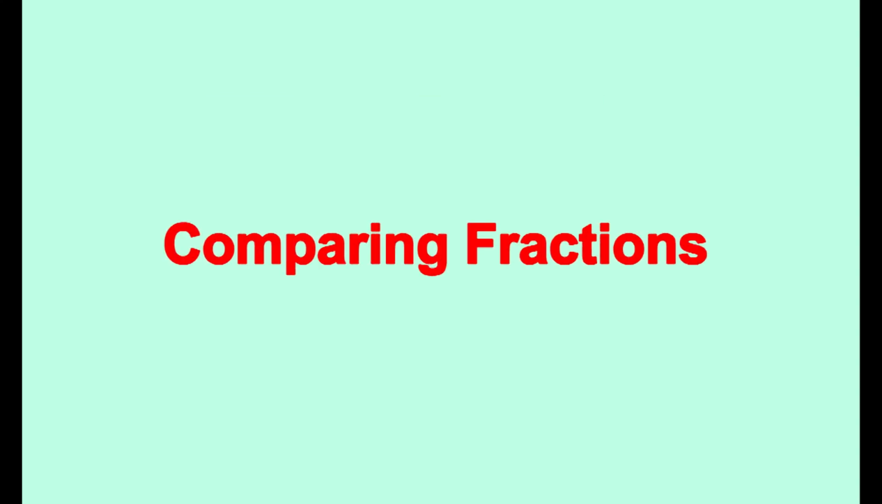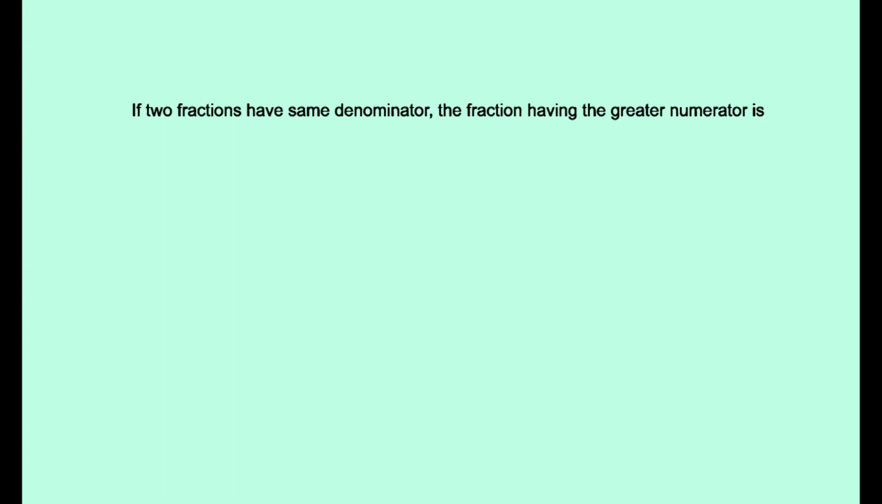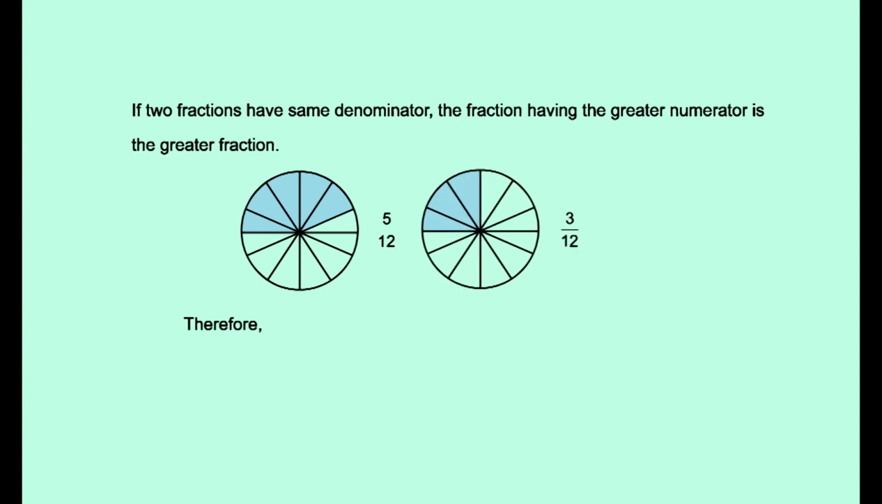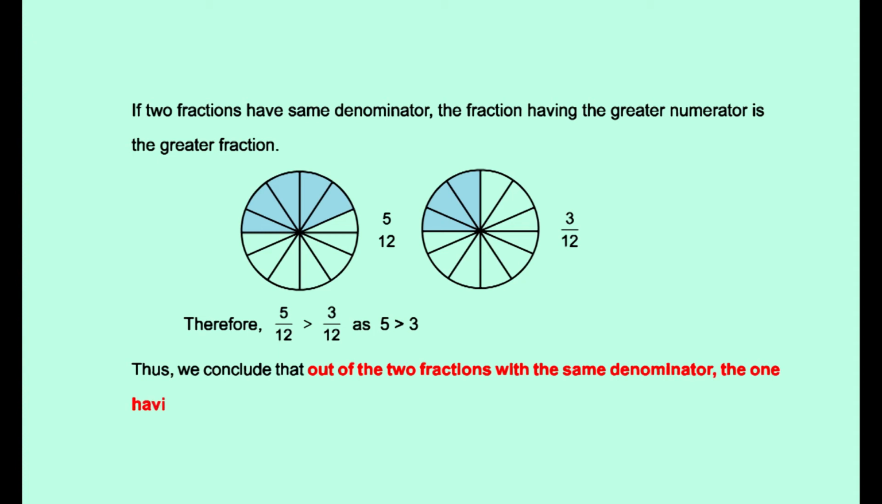Comparing fractions. If two fractions have the same denominator, the fraction having a greater numerator is the greater fraction. 5 by 12, 3 by 12. Therefore, 5 by 12 is greater than 3 by 12 as 5 is greater than 3. Thus we conclude that out of the two fractions with the same denominator, the one having smaller numerator is smaller than the other.